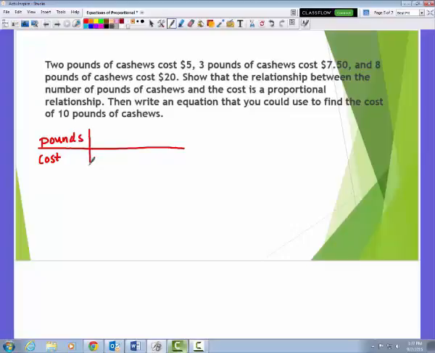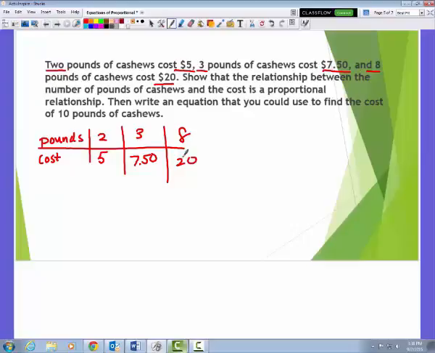The pounds are 2 for $5, 3 for $7.50, and 8 for $20. Ooh, there's a big jump there. Okay, it says show that the relationship between the number of pounds and the cost is a proportional relationship. Then write an equation that you could use to find the cost of 10 pounds of cashews.